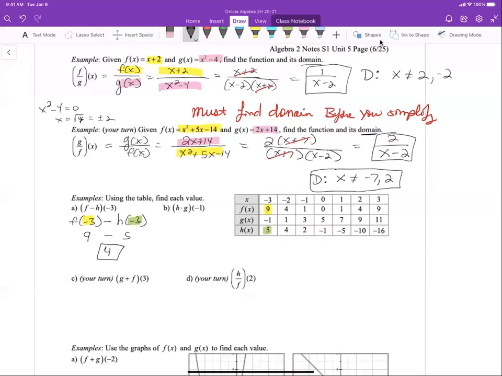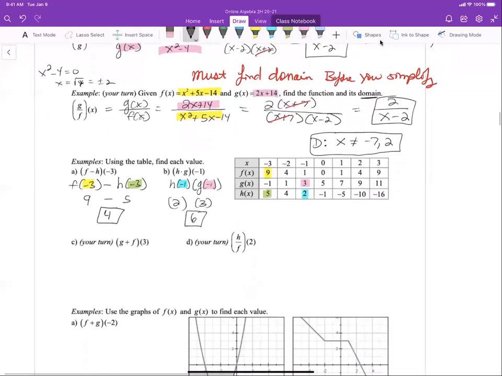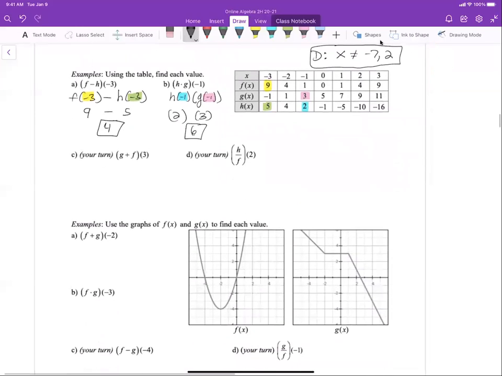Okay. Then we have b, which is h of -1 times g of -1. And we will then go and find the value of h when x is -1, and that will be 2. And the value of g when x is -1, so our input is -1, and that is 3. So we have 2 times 3, which is 6. So why don't you try 2 yourself?